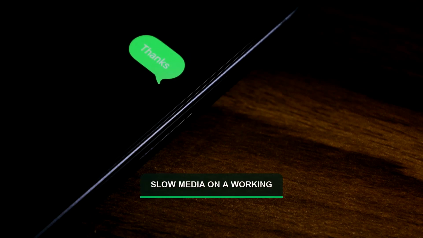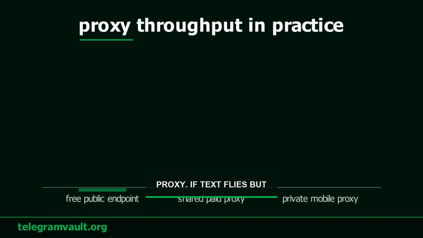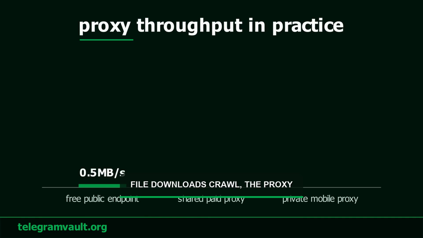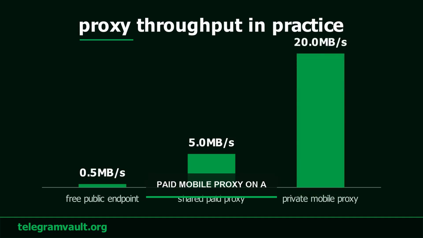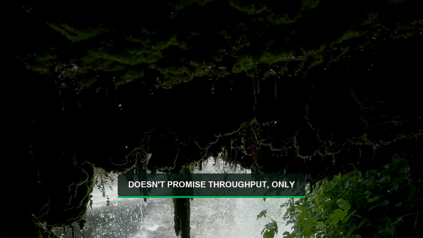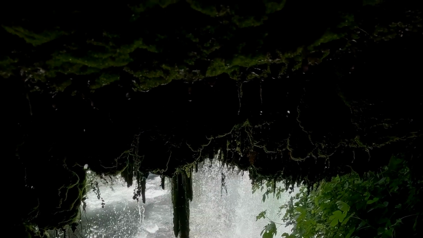Seventh, slow media on a working proxy. If text flies but file downloads crawl, the proxy is bandwidth limited or overloaded, common with free public endpoints. Desktop downloads big files and channel media, so a weak proxy shows its limits faster here than on a phone. A private endpoint or a paid mobile proxy on a real carrier IP has the headroom for desktop use. The green light being on doesn't promise throughput, only reachability.